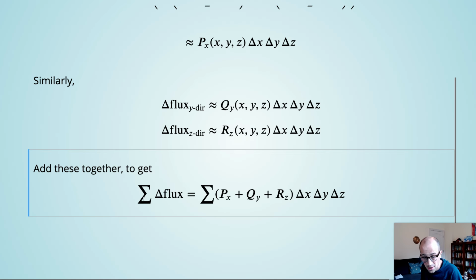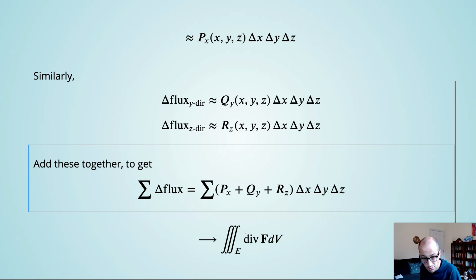The total sum of all the fluxes is just the sum of P x plus Q y plus R z. Well, you know what that is. That's the divergence of F dV. Remember, divergence is a scalar. So this expression at the end makes sense. It's just a triple integral of the scalar divergence of F integrated over the volume.